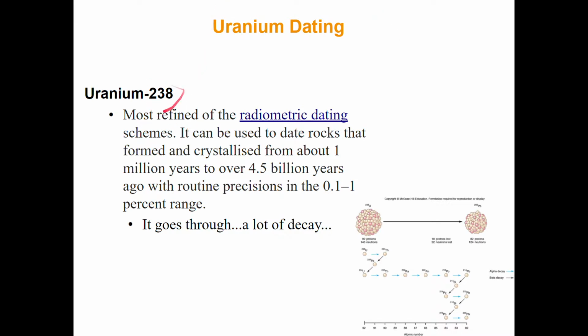So I mentioned uranium. Uranium-238, that's how many protons and neutrons this thing has altogether. It's kind of our main tool that geologists use for radiometric dating. It can be used to date rocks that formed and crystallized from about 1 million years ago to over 4.5 billion years ago, and it's pretty accurate. But what's crazy about it is it's not all that simple. With carbon dating, it's really simple. Carbon-14 decays into nitrogen-14. That's it. One little decay cycle.